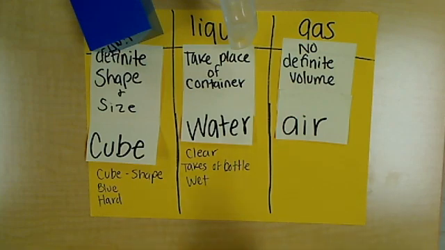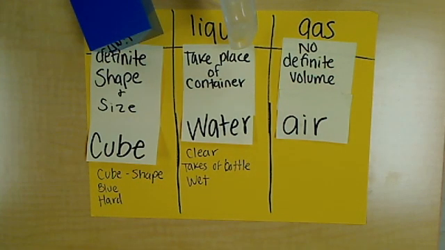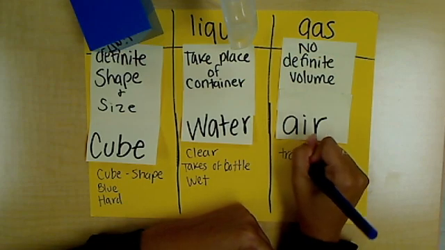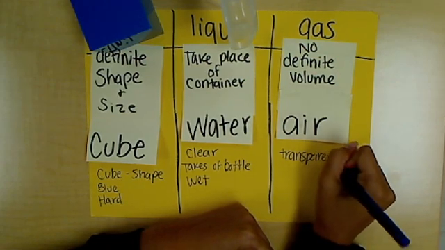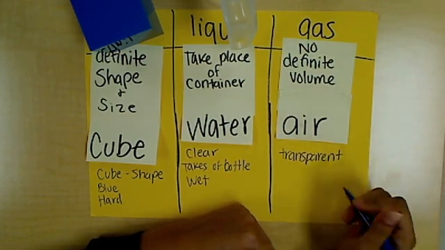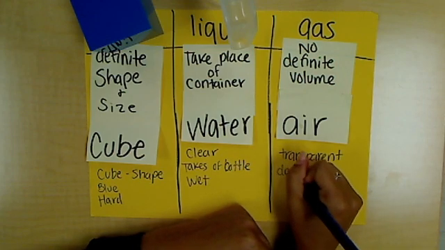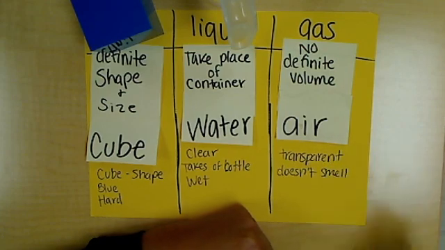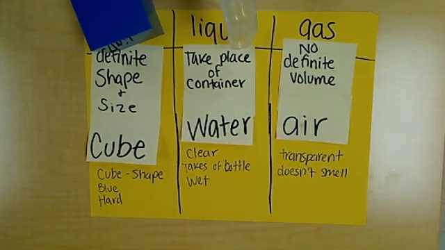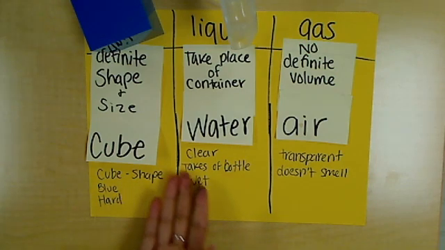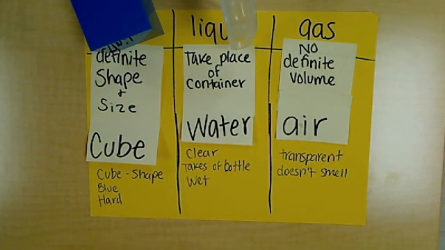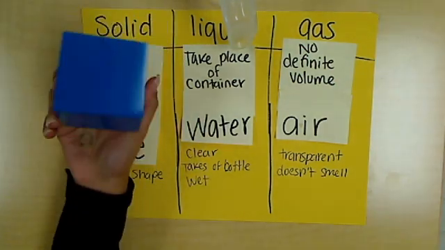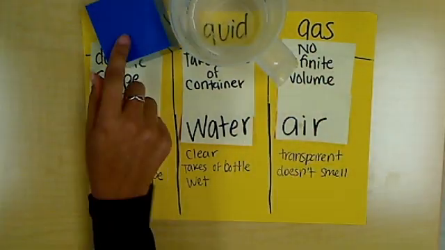Now for the air in this room. I can't see it, so I'm going to say it's transparent. And to me, it doesn't have a smell. But there are gases that do have a smell. In this case, this one doesn't. Alrighty, so those are some properties that I was able to use to describe these three objects: water, cube, and air.